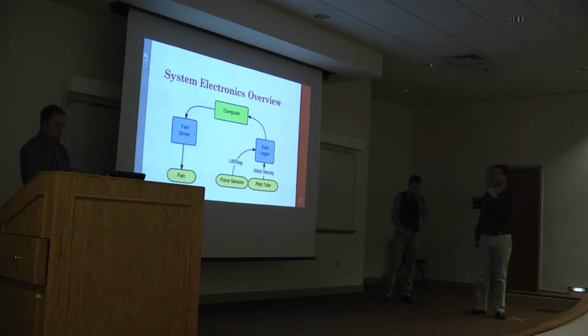So here we have an overview of the system electronics. You can see down here we've got our 4 sensors in our pitot tube. These go into a data logger, which converts their signals into data that the computer can handle. Then on the computer, we'll have software that reads this data and determines how to control the fan drive based on that.